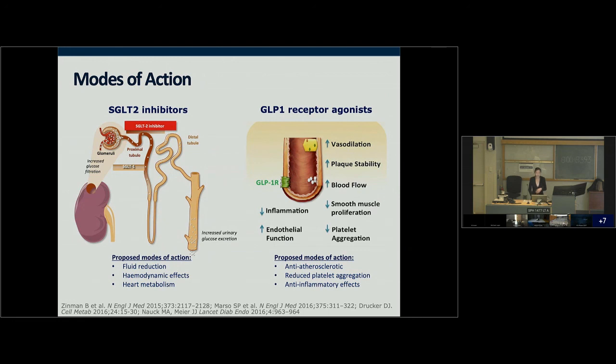Now, GLP-1 receptor agonists, completely different, but this mainly works on inducing the glucose-dependent insulin secretion and also suppresses glucagon, and that's how it manages sugar.